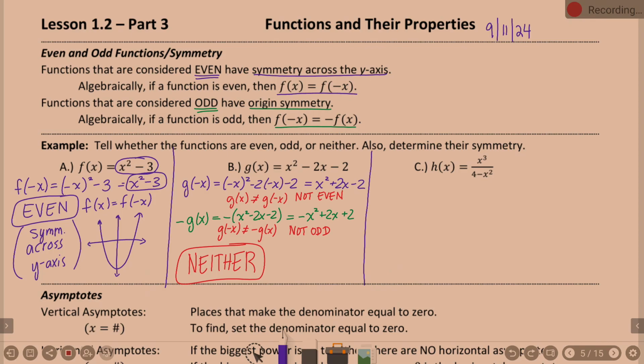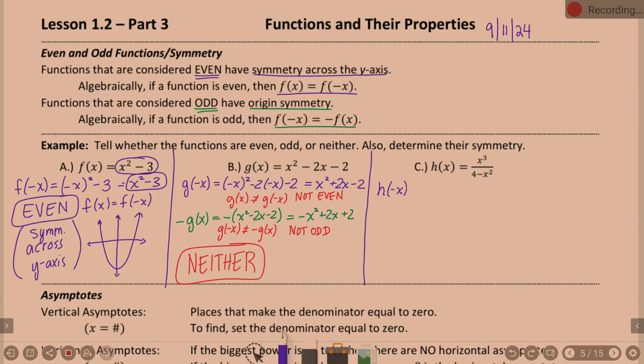C. Odd. And we know even, odd, or neither. We're going to go through the steps, though. Okay, so we're given h of x. We need to start off finding what?